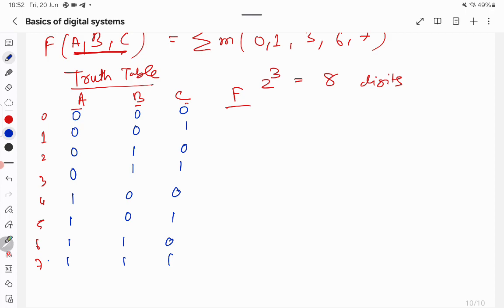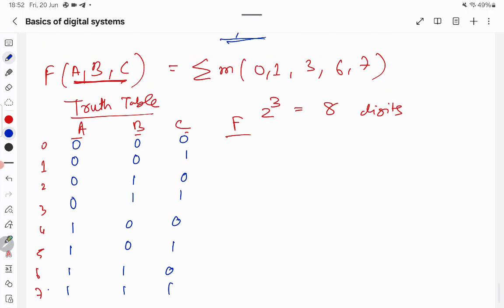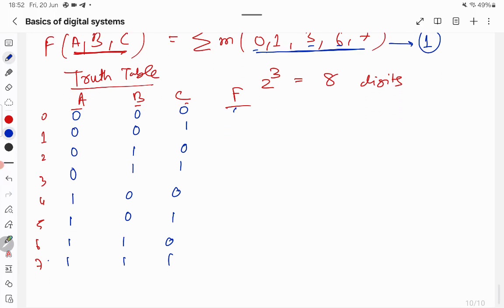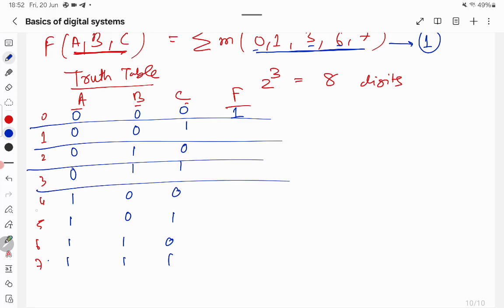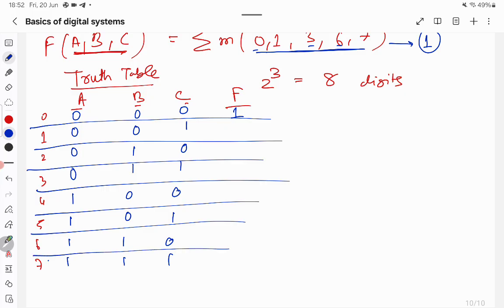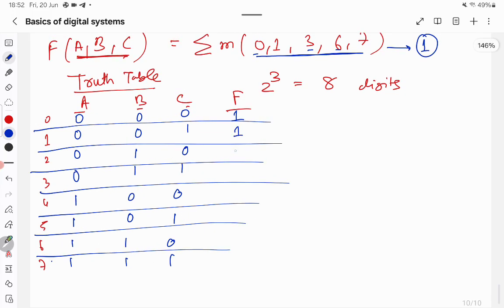So how will you draw the k map? Before that, let's write the output. The function is saying 0 1 3 6 7. At these places our function output will be 1. So at 0 output is 1. Let me draw these lines, because it should not mismatch. At 1 the function is 1, at 2 it is not given, that means 0, at 3 it is given, so it is 1, 4 and 5 are not given, so these are 0, this is 1 and this one is 1.